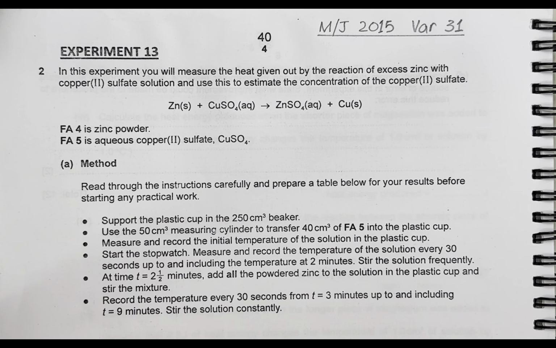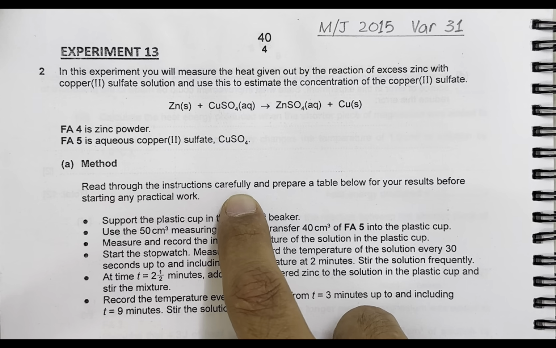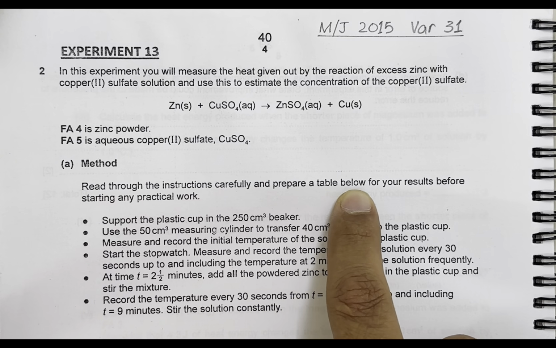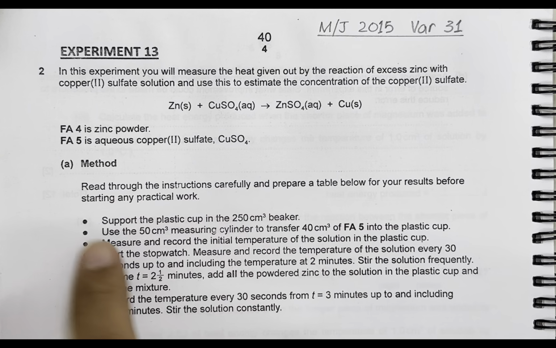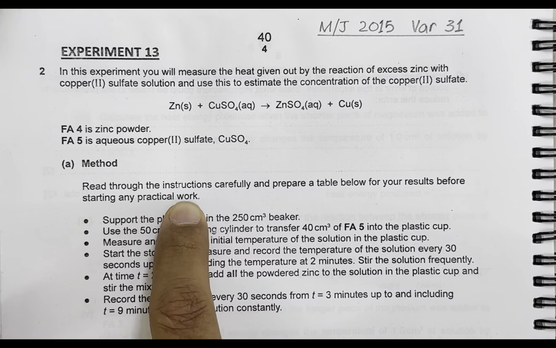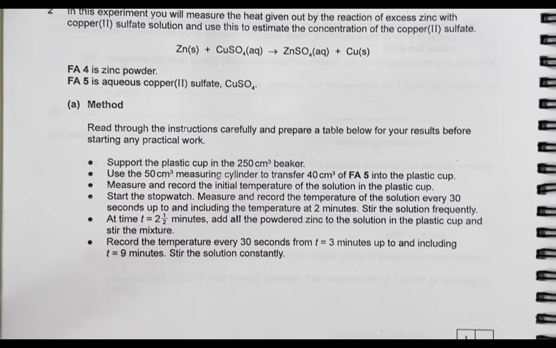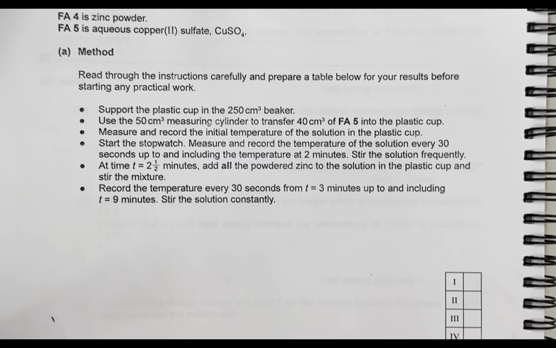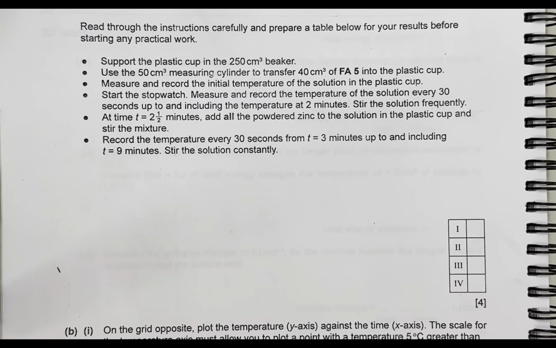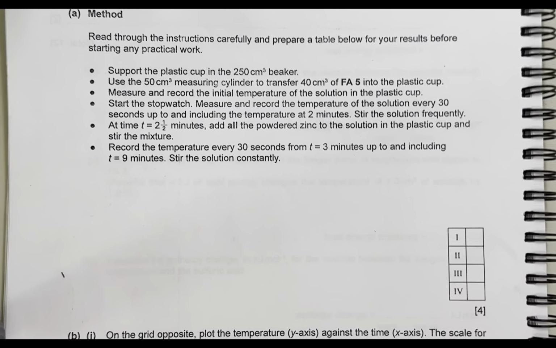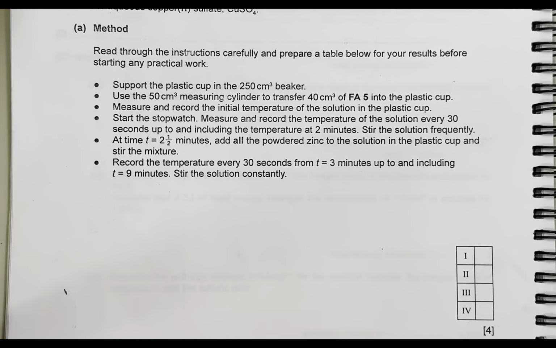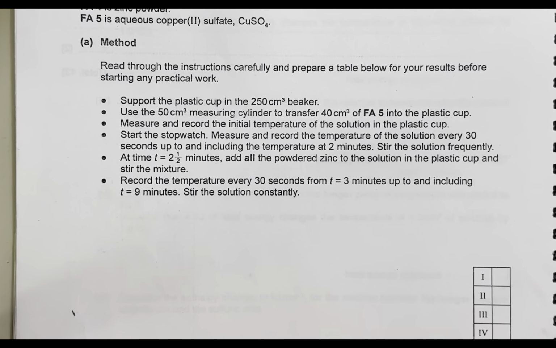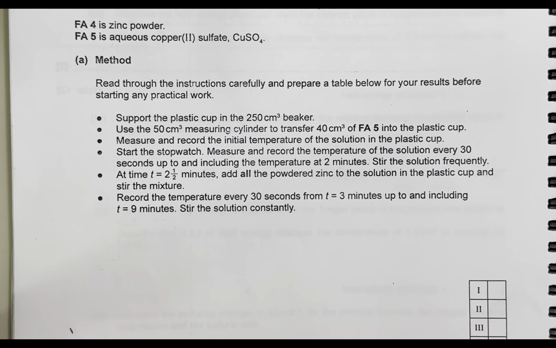Method: read through the instructions carefully and prepare a table below for your results before starting any practical work. So here they have given us a space where a table is to be drawn. So this is the space here, and then the next part starts from here. So what is to be included in the table? Let's read this now.